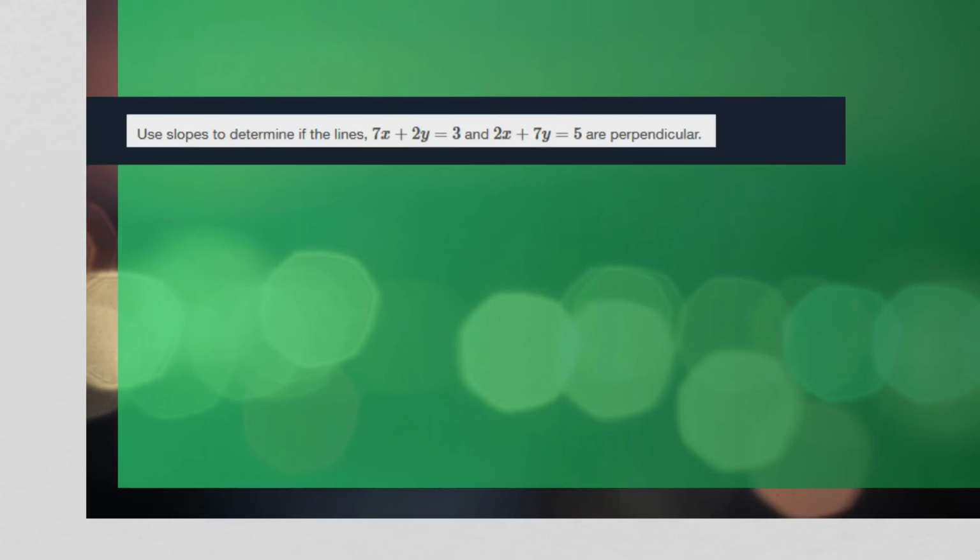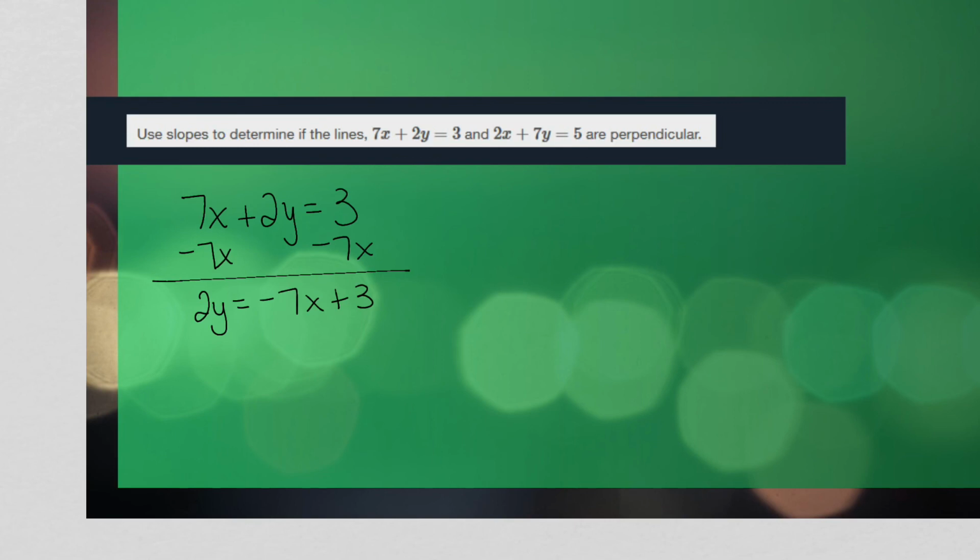All right, so let's take a look at this. Use the slopes to determine if 7x plus 2y equals 3 and 2x plus 7y equals 5 are perpendicular. They're both written in standard form, which means I need to put them in slope-intercept form in order to know what their slopes are. So I would subtract 7x and then I would divide by 2. Everything gets divided by 2. So y is equal to negative 7 over 2x plus 3 over 2. So my slope here is negative 7 over 2.